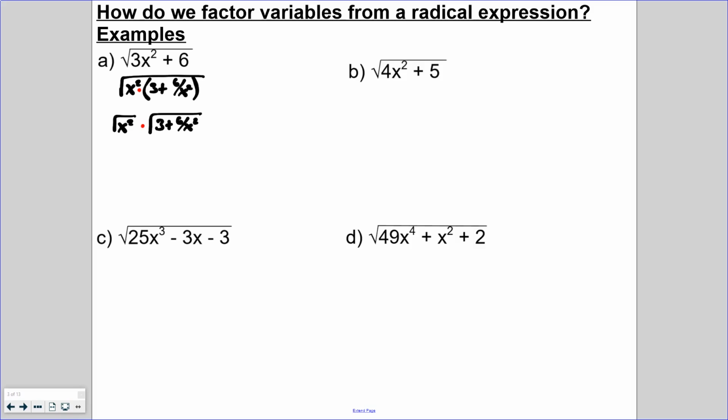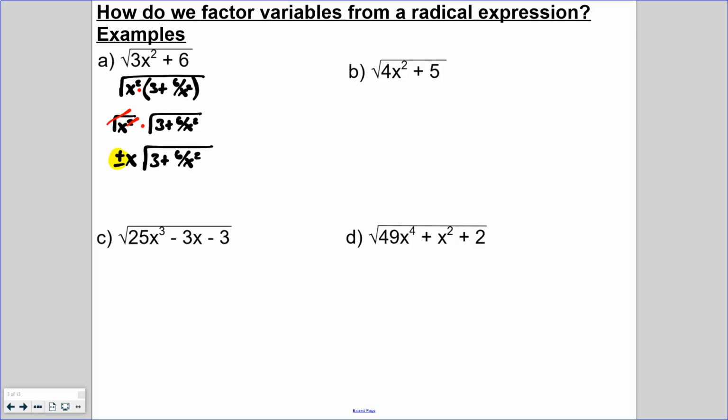Alright, so there's not much we can really do with the square root of 3 plus 6 over x squared because that's two terms being added in a radical. And we can't pull apart a radical when it's addition. So we can look at the square root of x squared term here. And we know that we can take the square root of x squared because x squared is a perfect square. However, remember, whenever we take the square root of a variable, there's always the plus or minus option here. So, while the squared and the square root will cancel out, that's going to leave us with a plus or a minus x. And that's going to be multiplied by the square root of 3 plus 6 over x squared.